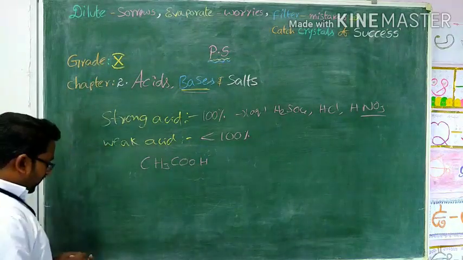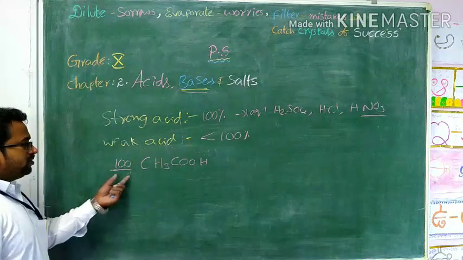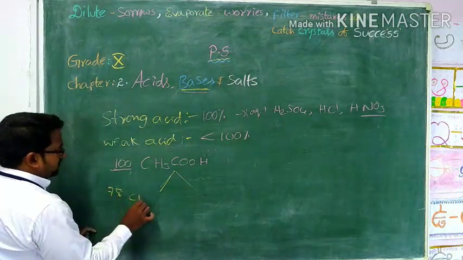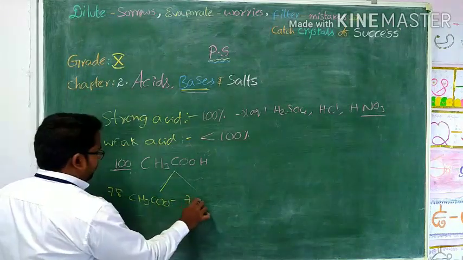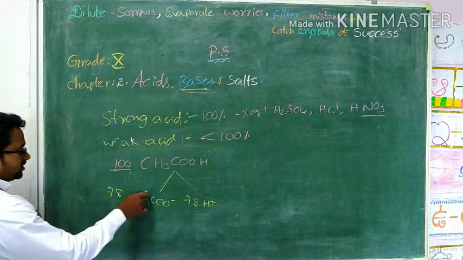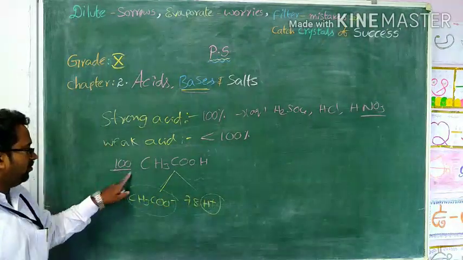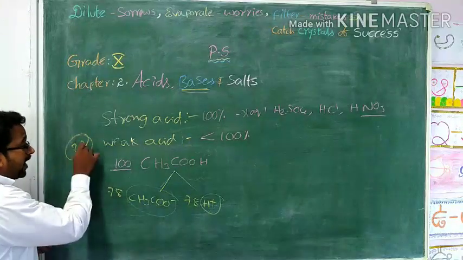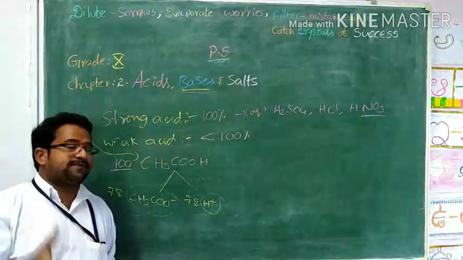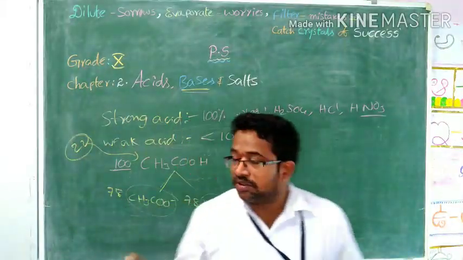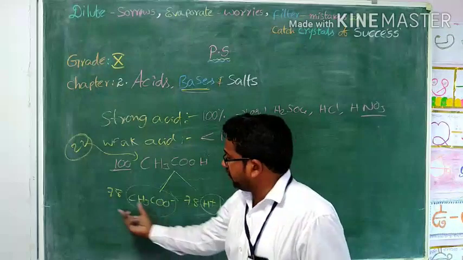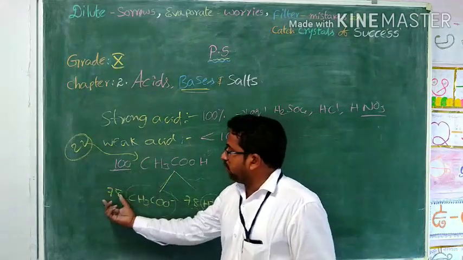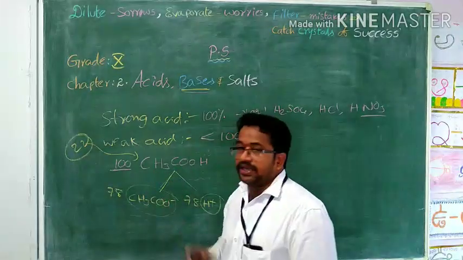CH3COOH. If we take 100 molecules of CH3COOH, surprisingly we get only 78 CH3COO minus and 78 H plus ions. So it is not completely ionized. How many molecules are there? 100. But only 78 molecules are decomposed. What about the remaining 22? They will be as usual acetic acid molecules. Clear? Have you understood? How many molecules are here? 100. But how many ions? 78 CH3COO minus ions and 78 H plus ions. So out of this 100, only 78 molecules are decomposed, the remaining are as usual.